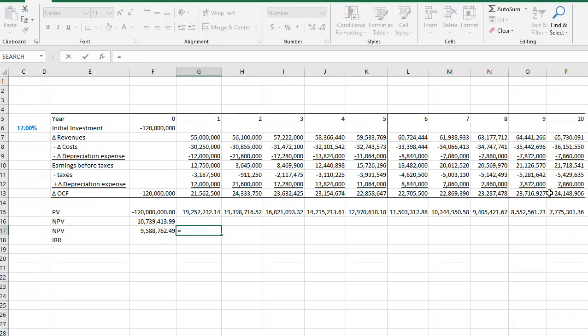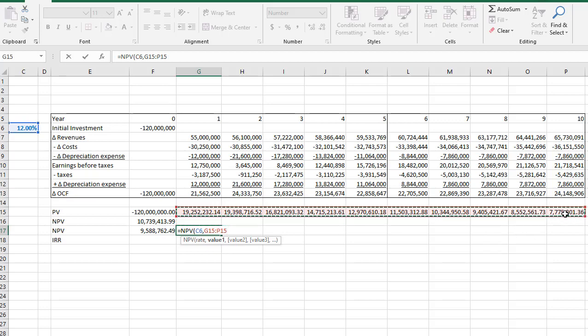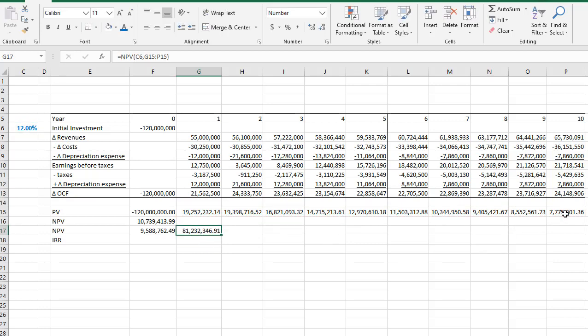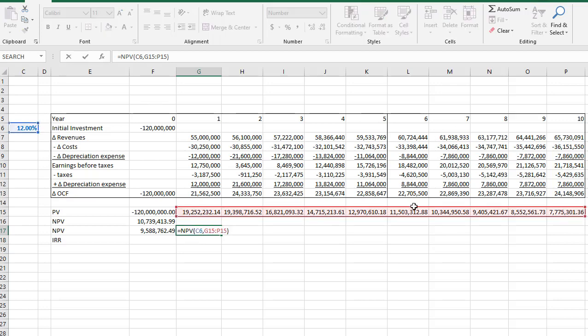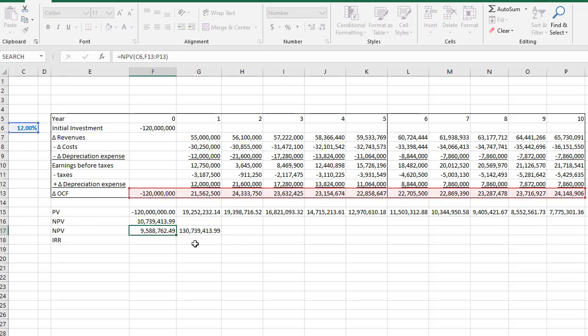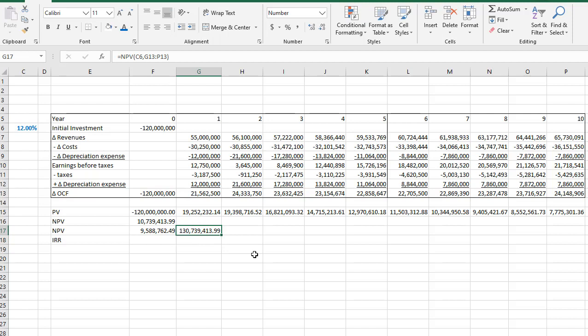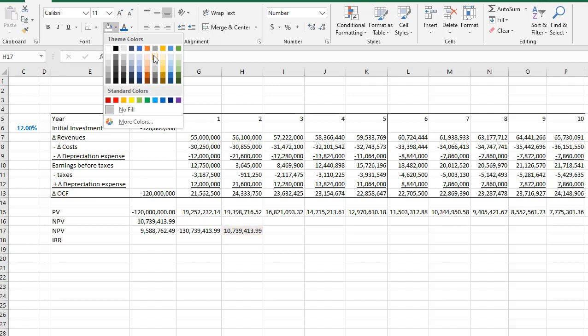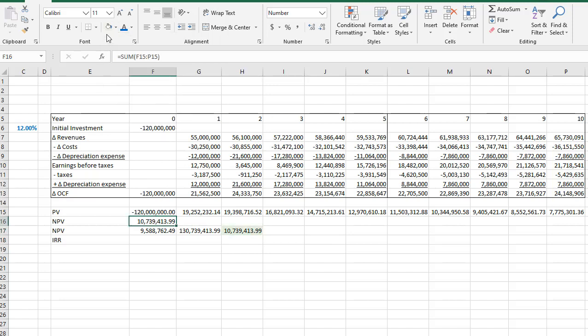So if I do equal net present value, this rate, and the future cash flows, not the cash flow in year 0, but the future cash flows, that's the net present value of, I'm using the wrong one, these. Just like I have there. So that's the present value of those future cash flows. If I add that to the initial expense, I get the same number. So this number, highlight it, is the same as that number.